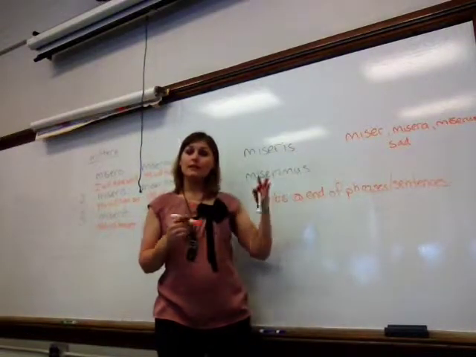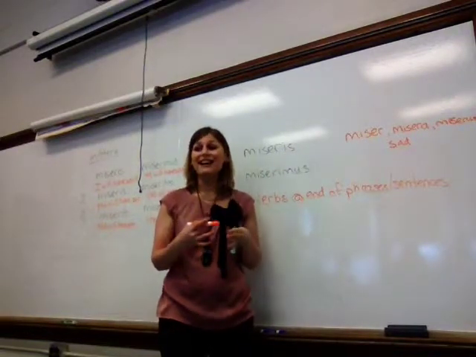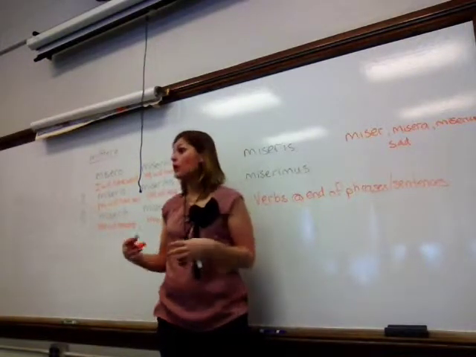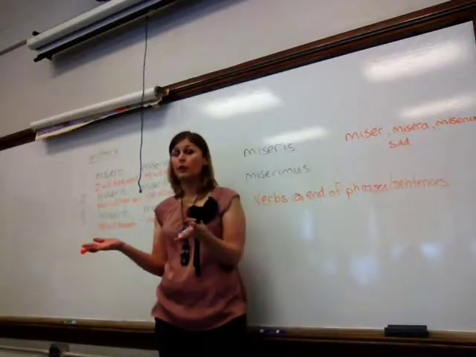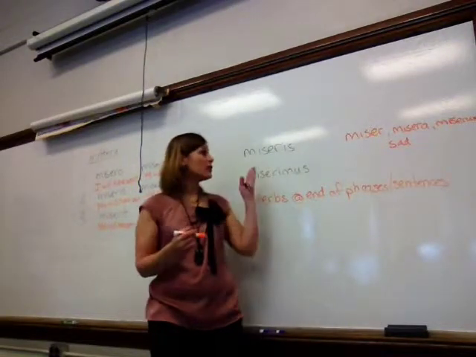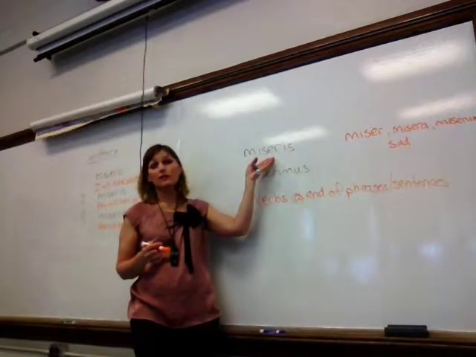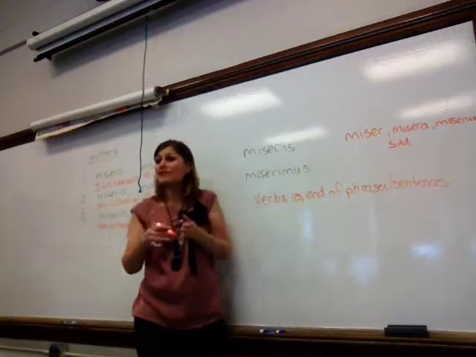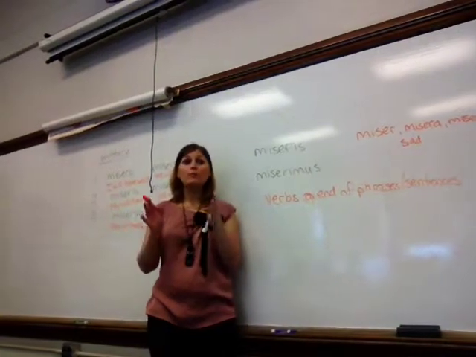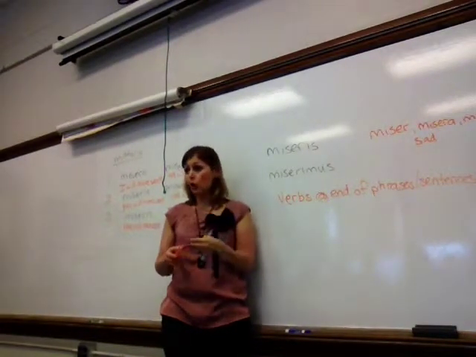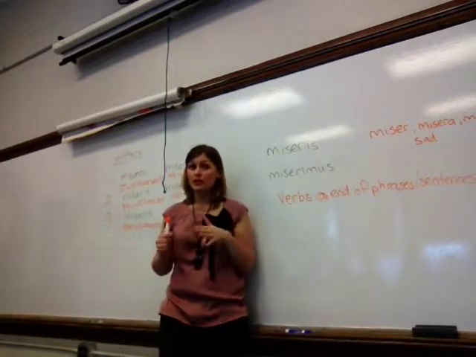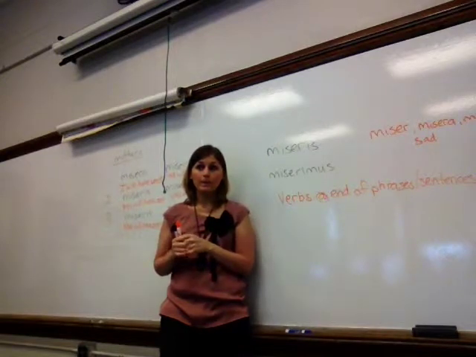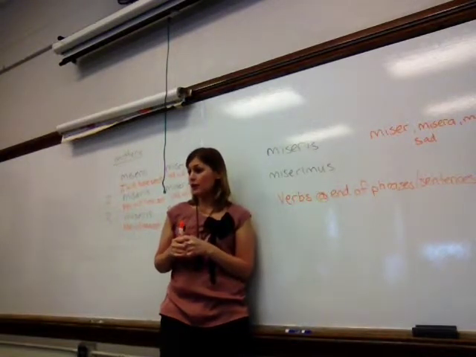The problem is that most perfect stems are not identical to the first principal part. You just have to know. You have to know all the parts of a verb in order to really make sense of it. You have to know that mitto is related to miseris. You have to know that do, dare, dedi, or something is related to dedit. This is why the must-know verb list is a really core function of your Latin 1 experience, so that you understand the integral nature of all of these verbs. Okay? We will work more with these verbs tomorrow.